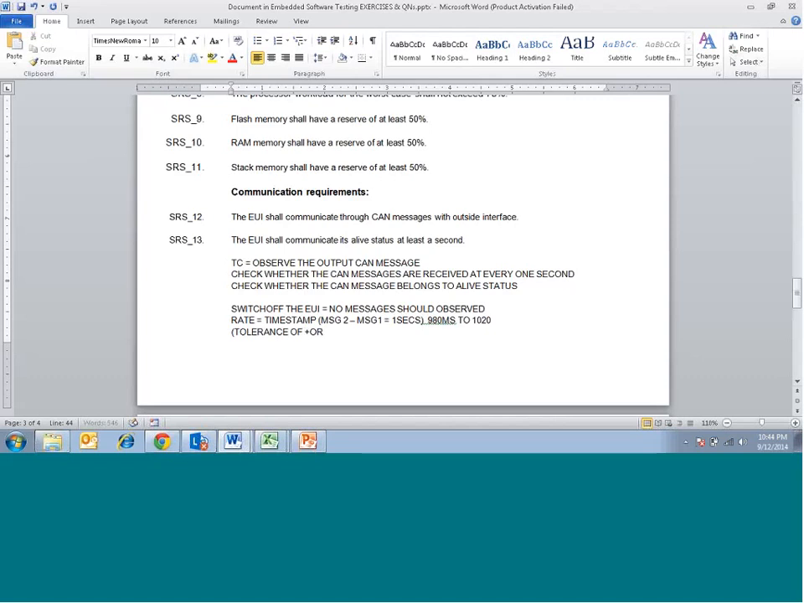So it depends on the type of system. Tolerance also will be there, so you may not get the exact value. They will specify in the requirement accordingly, saying that for this tolerance it should work. So that way we need to verify such requirements, any timing requirements or any outputs that have a tolerance. So this is how communication requirements can be tested with test cases.